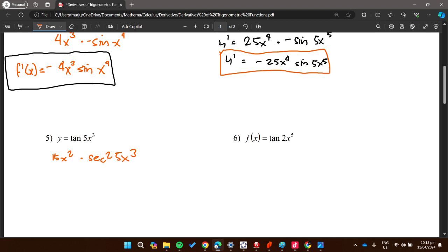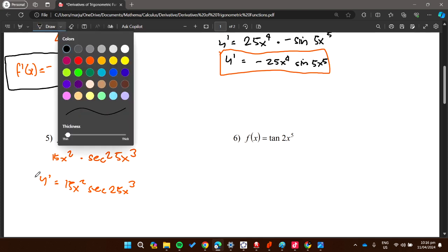So that's what we will do. And then, can we simplify this one, or will that be the answer already? I think that will be the answer. We can no longer simplify. Y prime is 15x squared secant squared of 5x cubed. Alright, so this will be our answer for this item.